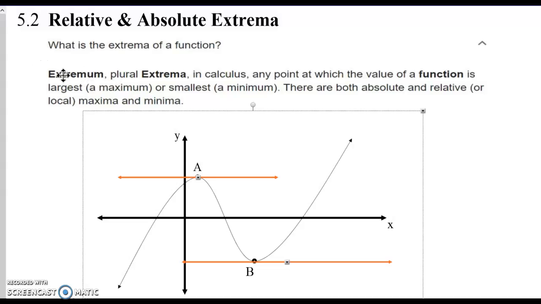Extremum, meaning singular, plural extrema, in calculus means any point at which the value of a function is largest, maximum, or smallest, minimum. There are both absolute and relative or local maxima and minima. So we're talking about the extremes, what's happening at high points and low points on your graph.